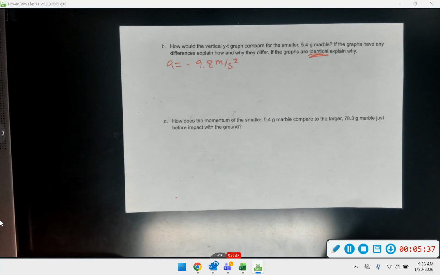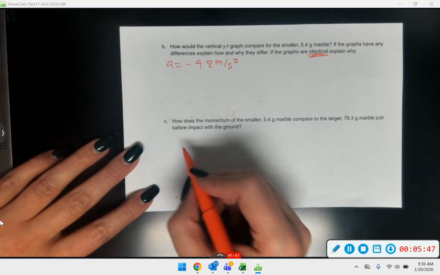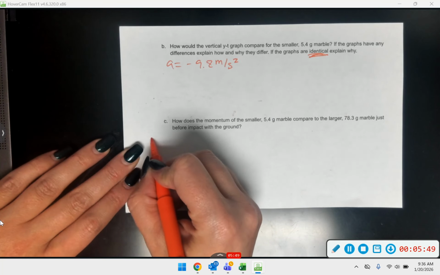Question C says, how does the momentum of the smaller 5.4 gram marble compare to the 78.3 gram marble just before impact with the ground? So both of these things are going to hit the ground below.